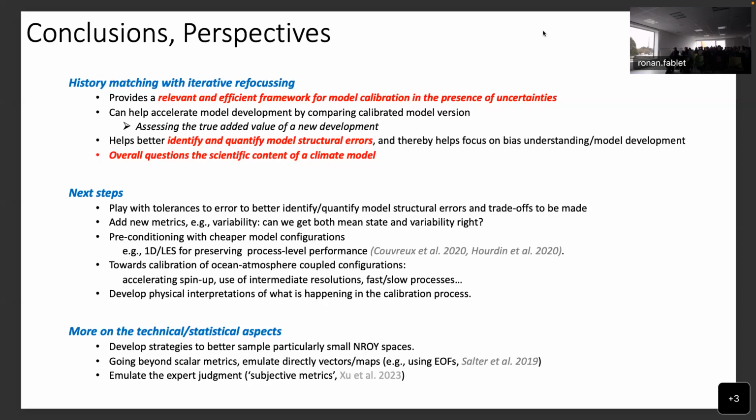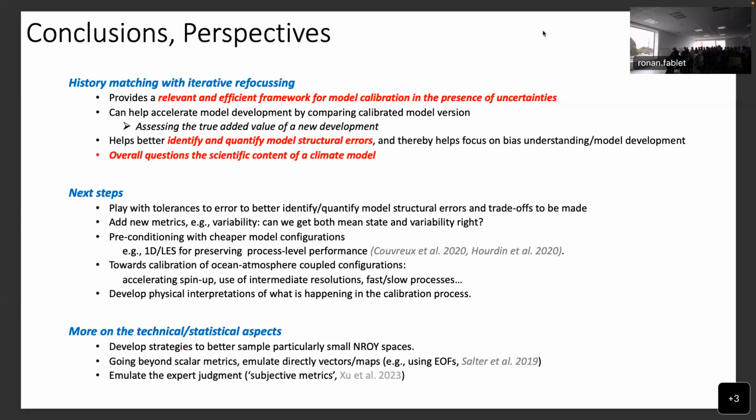In terms of next steps, of course, we need to pair this tolerance to error to better identify or quantify model structural error and the kind of trade-off we need to make. Add new metrics, and especially there is a concern in the community: can we get both the mean state of the climate model and its variability right at the same time? So this is clearly something we can start to address in this framework.